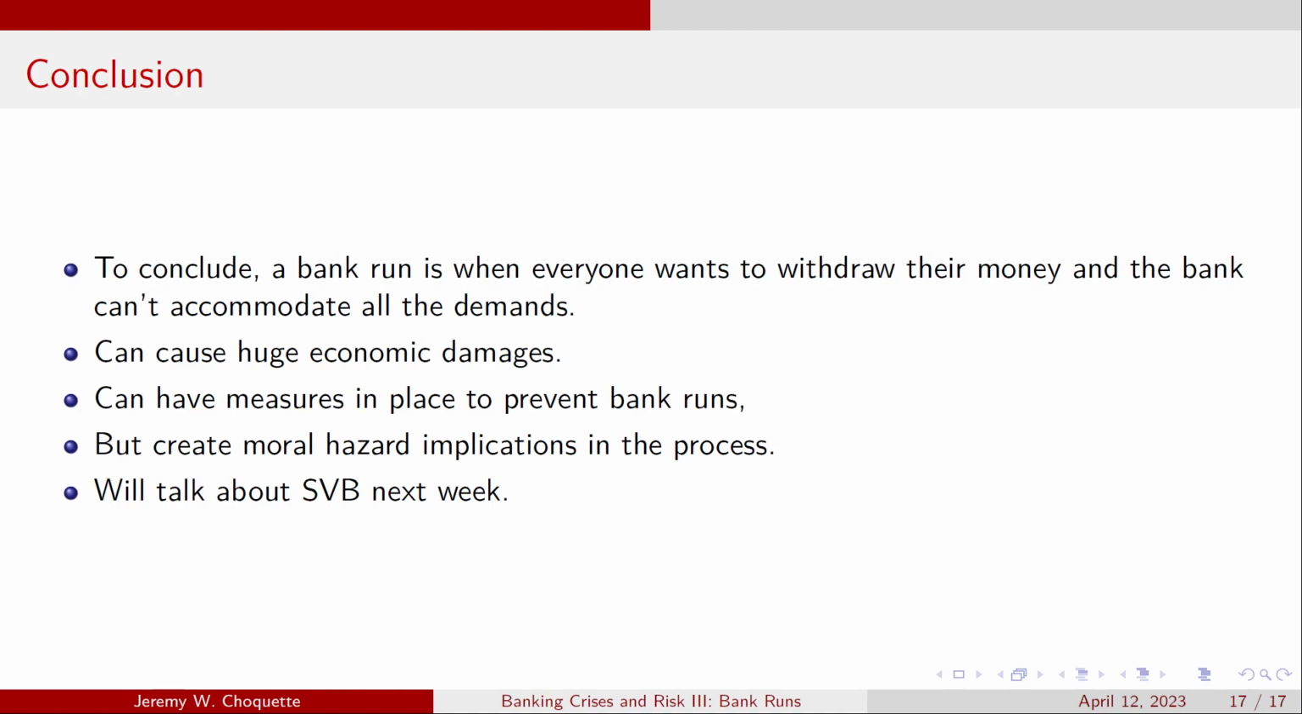Now, this is going to wrap up the bank run stuff. So to conclude, a bank run is when everybody wants to withdraw their money and the bank can't accommodate all of those demands. And it can cause huge economic damages. So you have to have measures in place in some way, shape, or form in order to prevent bank runs. But you create a problem of moral hazard in the process, because you're basically giving these banks an incentive to make riskier loans that they would not have made otherwise.